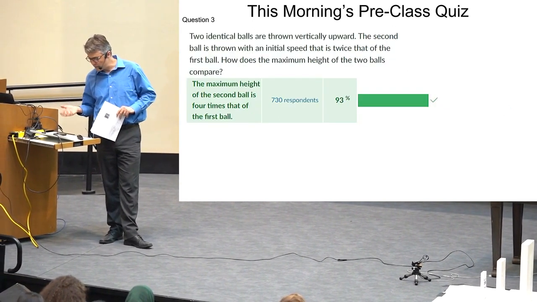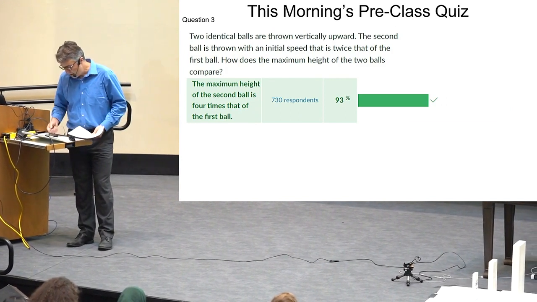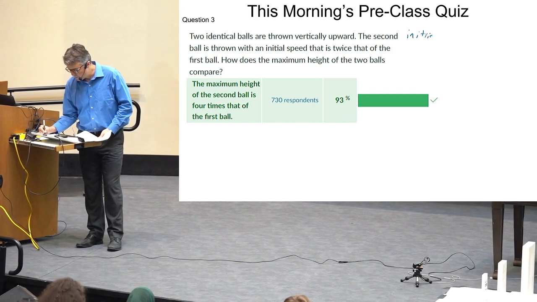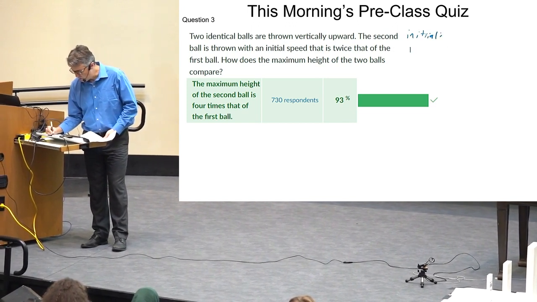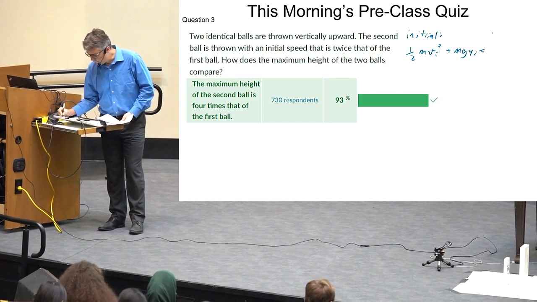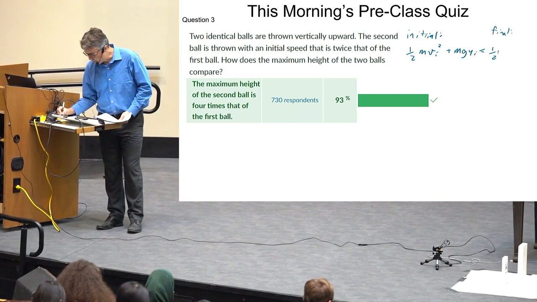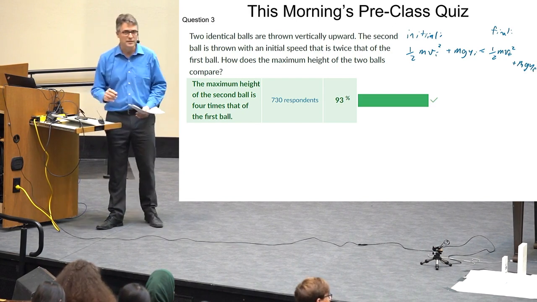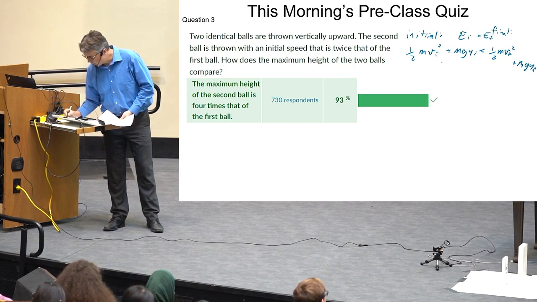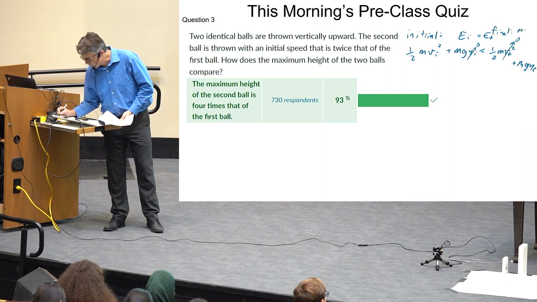Two identical balls are thrown upward. The second ball is thrown with initial speed that is twice the first ball. How does the maximum height compare? So the idea here was that, I'll write this down a little bit. The initial is that you've got 1/2 m v initial squared plus m g y initial. And then the final, this is a conservation of energy problem, is 1/2 m v final squared plus m g y final. That's the way I like to write these things down. The initial energy equals the final energy. And so initially the y, I think, equals 0. And at the end, when it's at its maximum height, then the final speed will be 0.